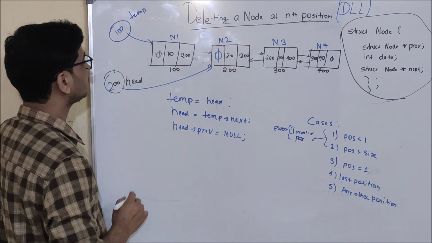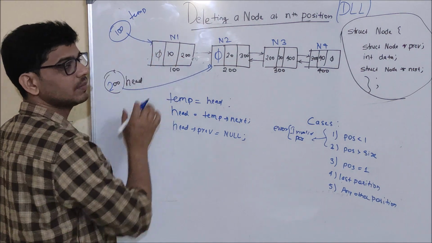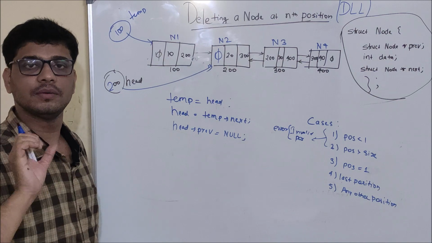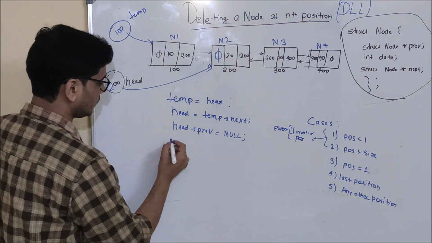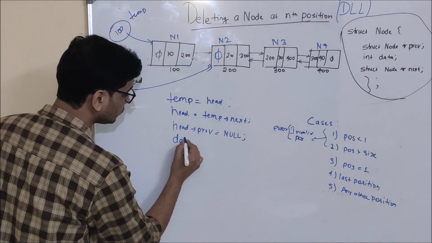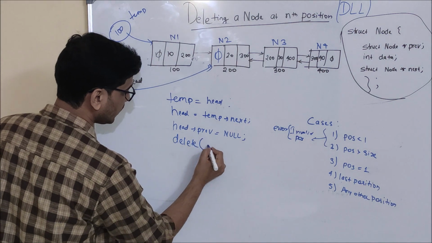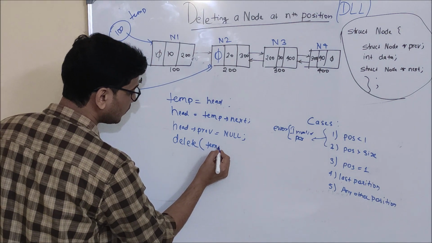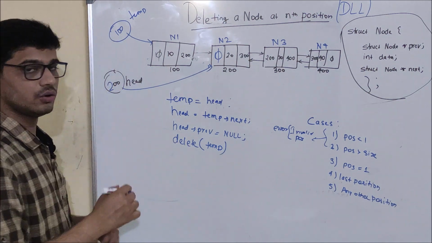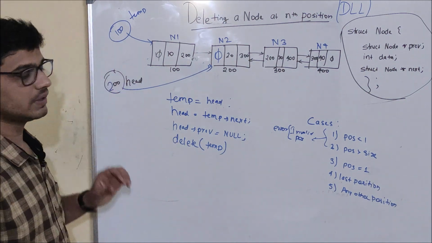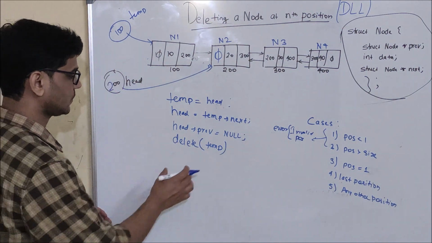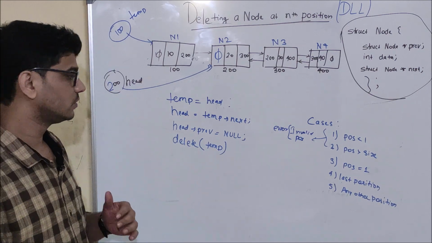And after that, what we need to do? We need to delete this particular node from our doubly linked list. But how am I going to do it? Using delete. And in delete, I will pass the address of the node to be deleted, and temp is containing that address. So this is going to do the deletion of the node at first position for us.